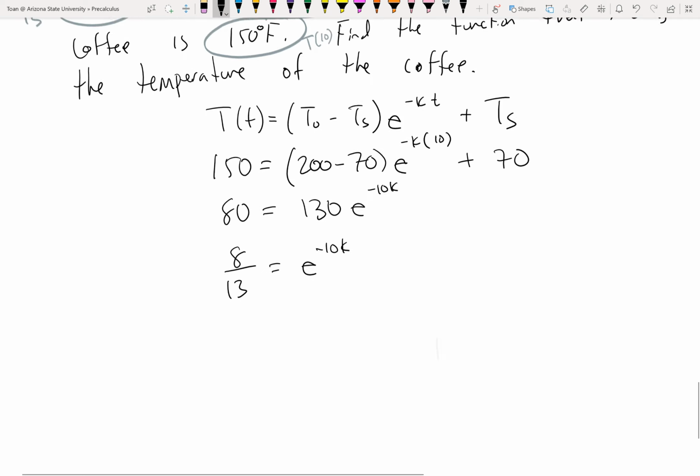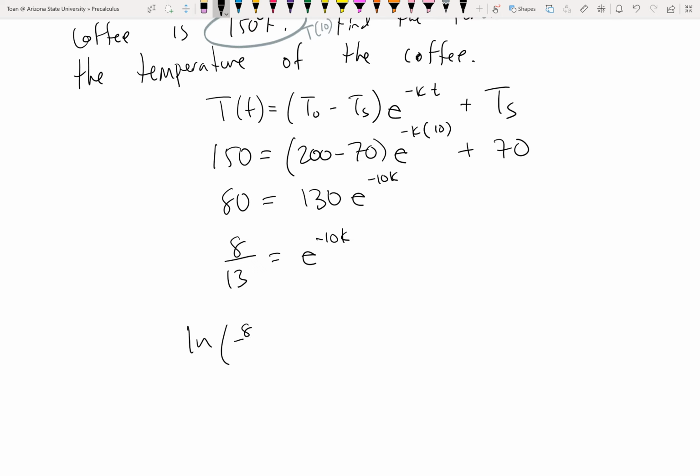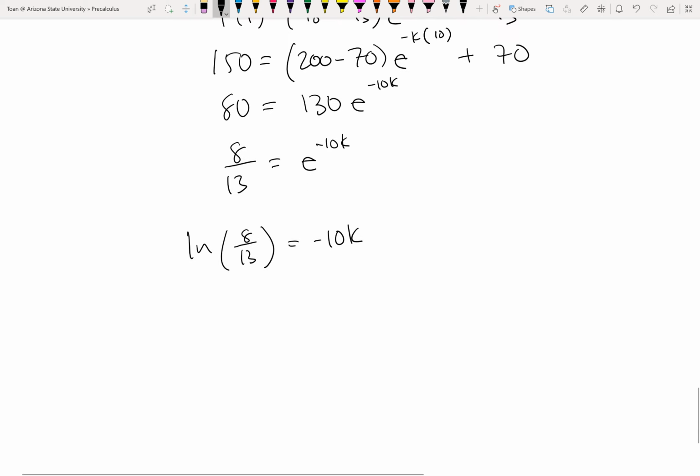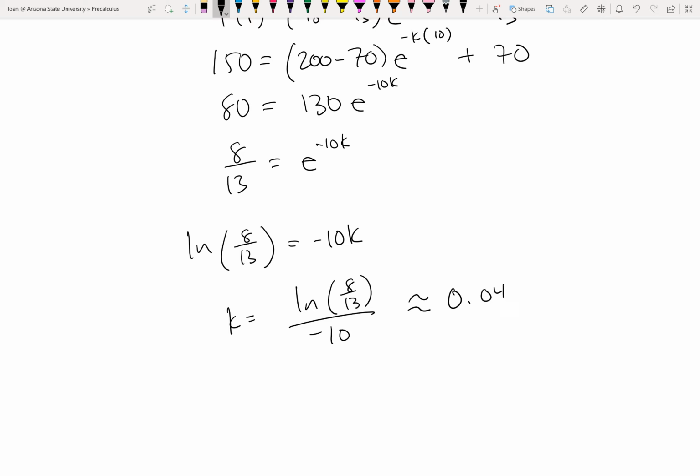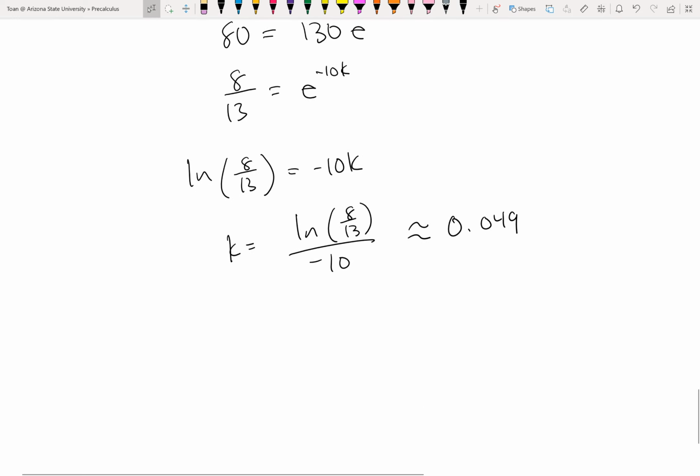Take the ln of both sides. And then divide out the negative 10. So k equals ln of 8/13 over negative 10. Pop that guy into your calculator and you get about 0.049. There we go. We're done. You just got to plug everything back into your final model. Remember, if they ever ask you to come up with a model, your output should always be a variable and your independent variable should always be a variable. Everything else should be numbers.